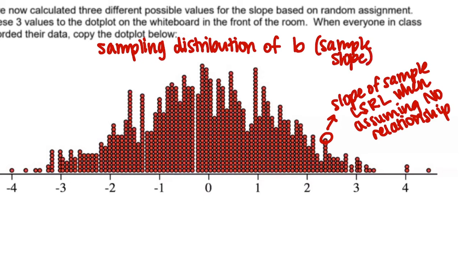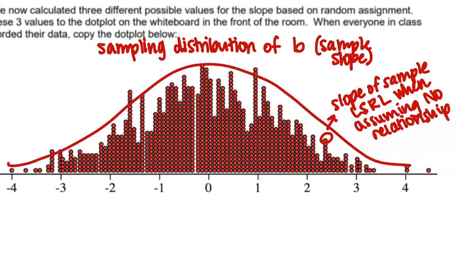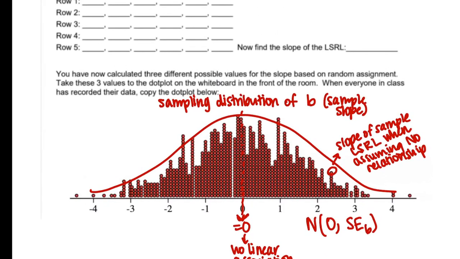A couple things to notice about the sampling distribution of the sample slope is this should look approximately normal to you guys. And so I'm going to write capital N. And then the center, remember, we assumed no relationship. And so that should be the center, no linear association. For the spread, we have something called the standard error of the slope that we'll talk about in a little bit. And so this is, in general, the sampling distribution.